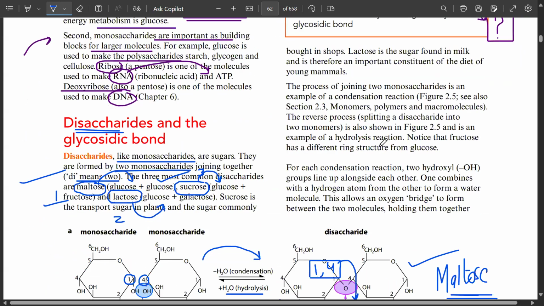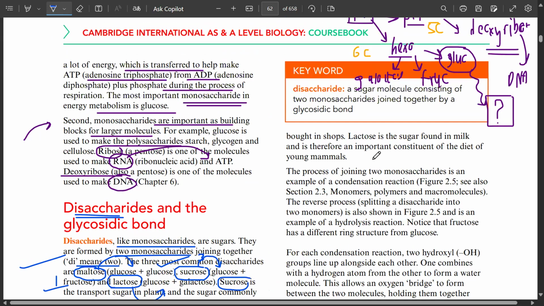Now, what do we know about these? About sucrose, what do we know about sucrose? You have studied in IGCSE that sucrose is found in plants. It is in the cell sap, in the xylem and phloem. Inside the phloem you always have this sucrose sugar. Now, sucrose is the transporting sugar in plants, and sugars are commonly bought in shops. Lactose is the sugar found in milk and is therefore an important constituent of the diet of young mammals.